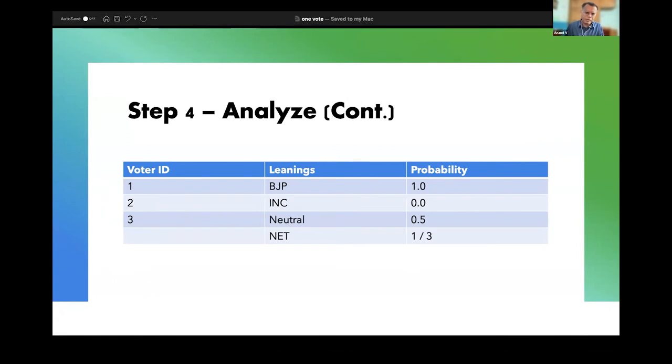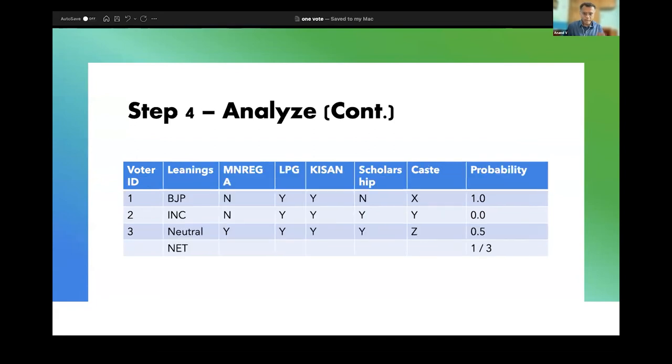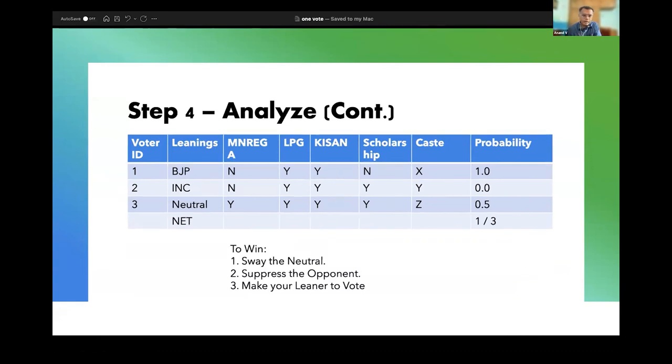At this point, the way targeted messaging works is that you now get access to a whole lot of databases. Remember, that is step one and step two. So you start writing like this, the leanings. Is this person getting a subsidy in MNREGA? Is this person getting an LPG subsidy? Is he getting a Kisan subsidy? Is he getting a scholarship? What is his caste? Then you write down all the leanings, and then you come back and ask, now what?